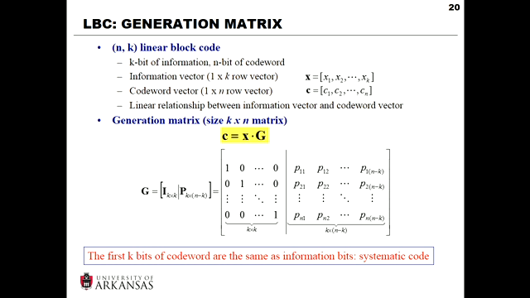Anyway, so we will have a generator matrix, and this is one way to represent a generator matrix. It can be decomposed into two blocks. The first block is a k by k identity matrix. An identity matrix is a diagonal matrix with all of its diagonal elements being 1, and everything else being zeros.